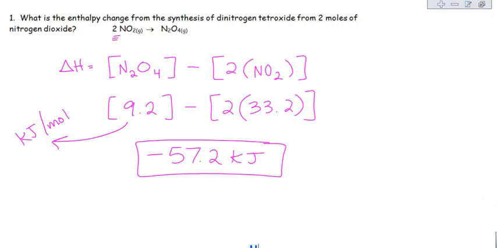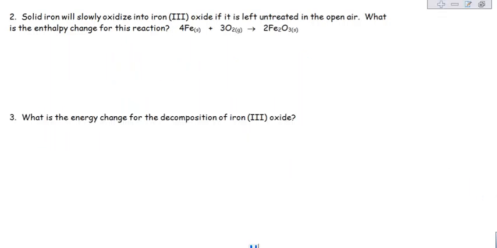Let's try another. These are kind of fun, huh? 2 and 3. I like these. They're adorable. We've got the balanced equation for the synthesis of iron oxide, rust. Iron will slowly oxidize into iron oxide if left untreated in the open air. Enthalpy change, again, just a fancy word for energy change. So I'm going to have something that looks like this.